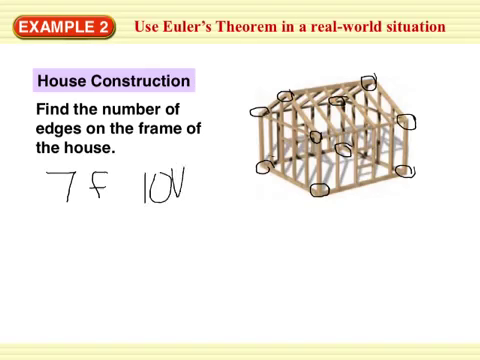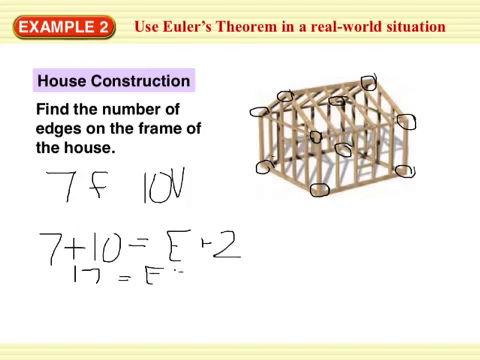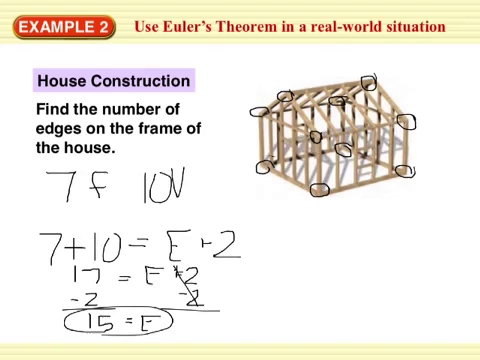10 vertices. So if we use our equation, faces plus vertices equals edges plus 2. 17 equals edges plus 2, minus 2, minus 2. The number of edges equals 15. Let's try to count it just to make sure. 1, 2, 3, 4, 5, 6, 7, 8, 9, 10, 11, 12, 13, 14, 15. Cool, got it right.